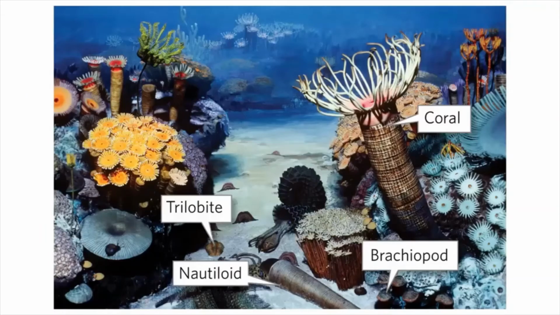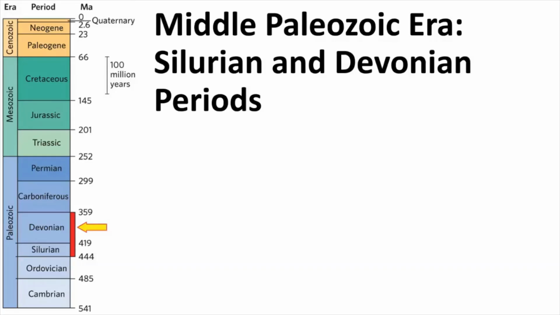All right, so this is basically a paleo artist reconstruction of the Cambrian explosion. And so the early Paleozoic marine life may have looked something like this. This is a coral. Here's some brachiopods, a straight cone nautiloid or cephalopod, and a trilobite.